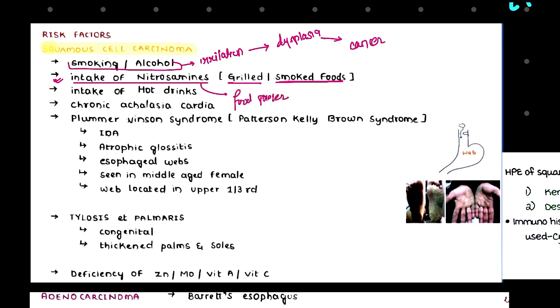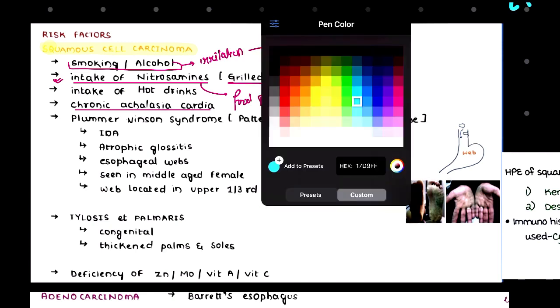So the food that is preserved for a long time contains nitrosamines, and these foods are to be avoided because they can cause squamous cell carcinoma. Another risk factor is intake of hot drinks such as extremely hot tea and hot coffee, which may also cause squamous cell carcinoma. And similarly, chronic achalasia cardia. I have mentioned achalasia cardia sometime earlier.